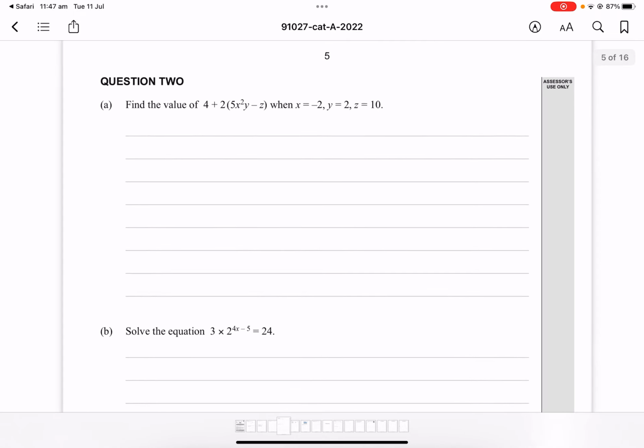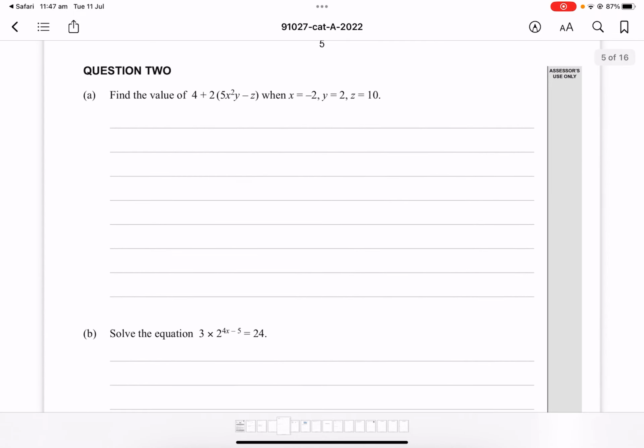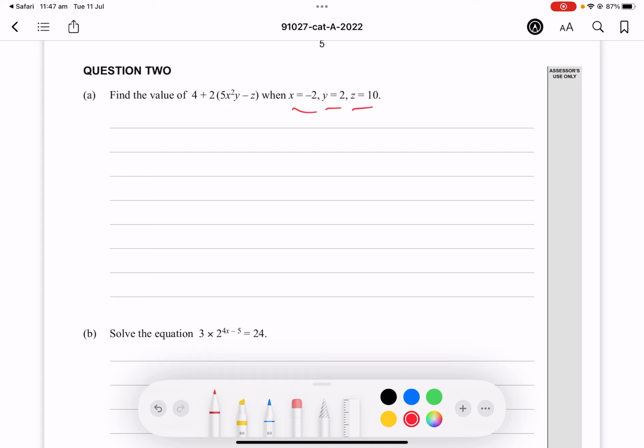So let's look at question 2. Let's look at A. Find the value of 4 plus 2 times 5x squared y minus z when x equals negative 2, y equals 2, z equals 10. For this question, it's really just plug and chug, putting in the numbers and then spitting out the answer. So we have 4 plus 2 times 5, x is negative 2, so negative 2 whole squared, times y, which is times 2, minus 10.